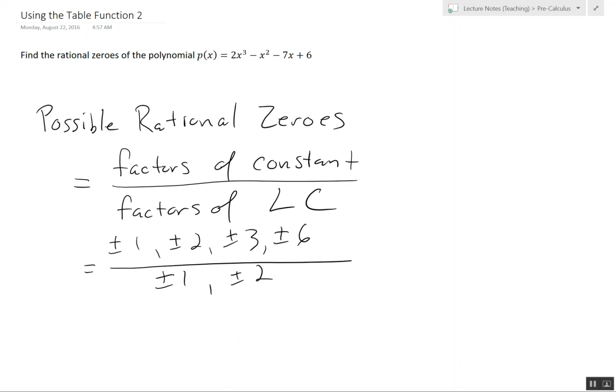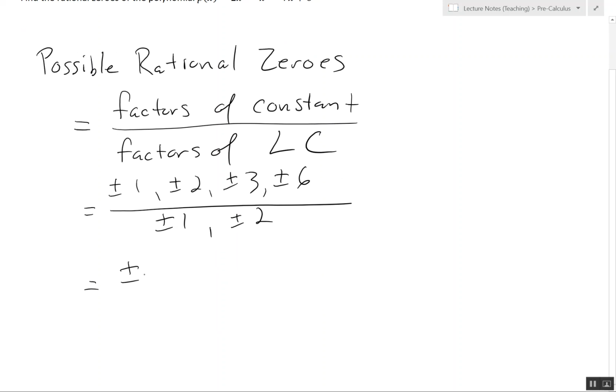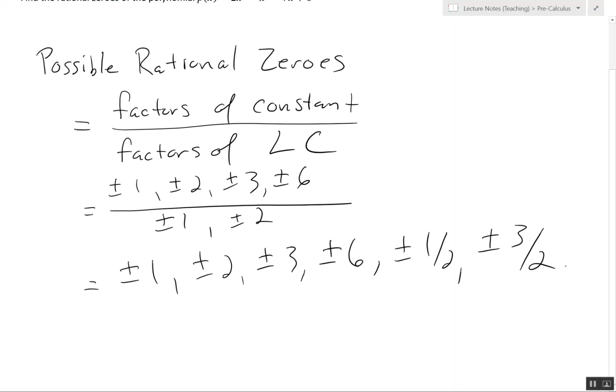And notice that when I simplify this, this gives me plus or minus 1, plus or minus 2, plus or minus 3, plus or minus 6, plus or minus a half, 2 over 2 is 1, and plus or minus 3 halves. So traditionally the way this is taught is that you use some sort of technique to narrow this down if possible, and then use synthetic division to see if in fact we get a zero remainder.